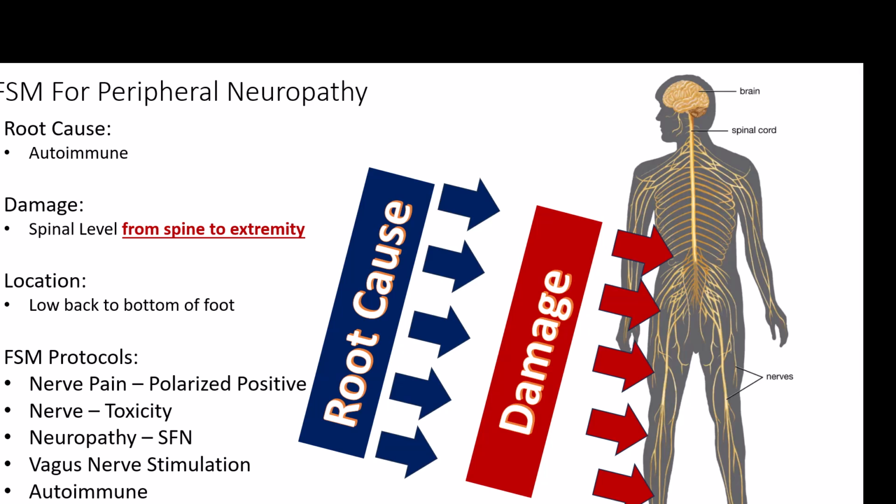You would use the nerve pain polarized plus protocol, the nerve toxicity protocol, and the neuropathy small fiber neuropathy protocols to treat the nerve. But then you want to also treat the autoimmune attack of the nerves because this is the root cause. Some of the FSM protocols that you would use are vagus nerve stimulation, the autoimmune protocol, the Th1, Th2 rebalance, support Th2 protocol, and the concussion plus vagus protocol. These last protocols try to calm down the immune system to slow down the attack on your nerves.